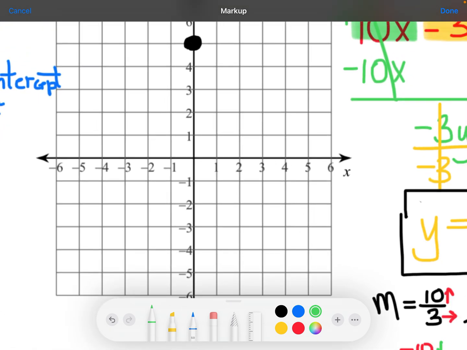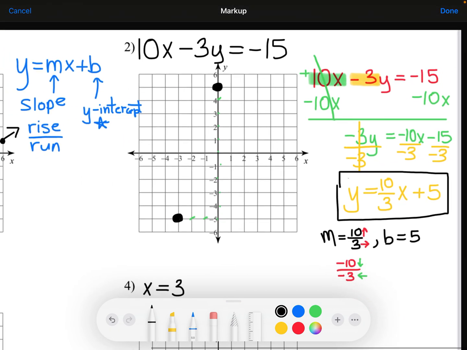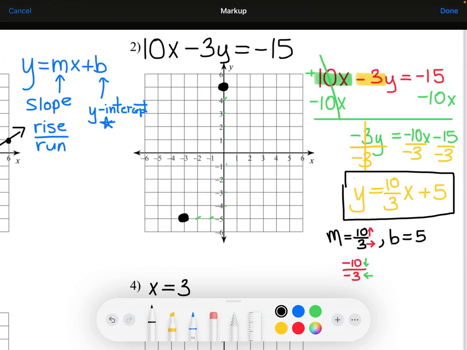1, 2, 3, 4, 5, 6, 7, 8, 9, 10. And then left 3. 1, 2, 3. And that's where I can make my next point. Now that I have 2 points, I can connect them with a straight line.